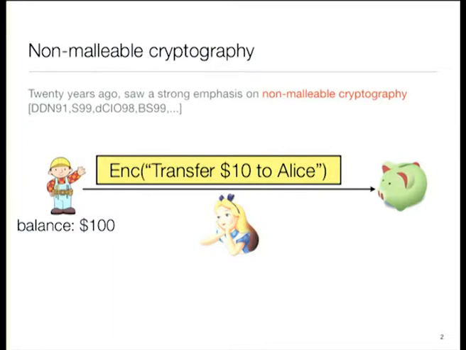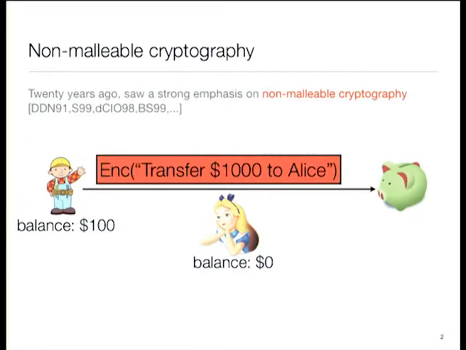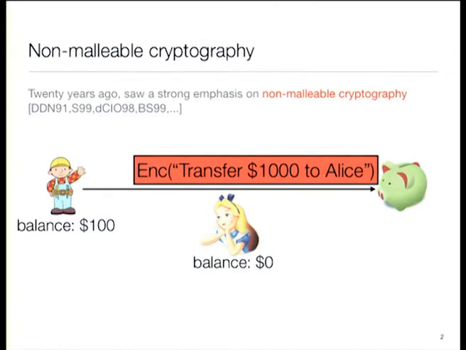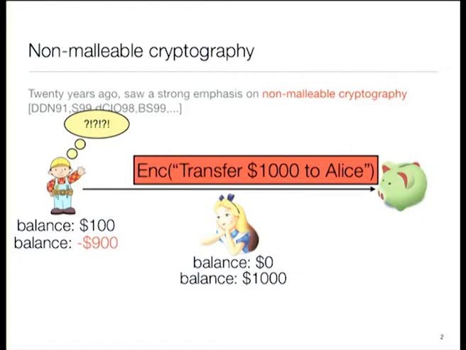And Alice can say, well, I don't actually know how to decrypt this ciphertext, I'm not the bank, but I do know that I have $0 right now. And so whatever Bob is giving me, I want 100 times more. If this ciphertext is what we call malleable, then Alice can maul this ciphertext using this multiply by 100 operation, and she can validly encrypt this message, transfer $1,000 to Alice. That's then what the bank receives. The bank decrypts it, carries out this transfer, and Bob is left completely in the dark.